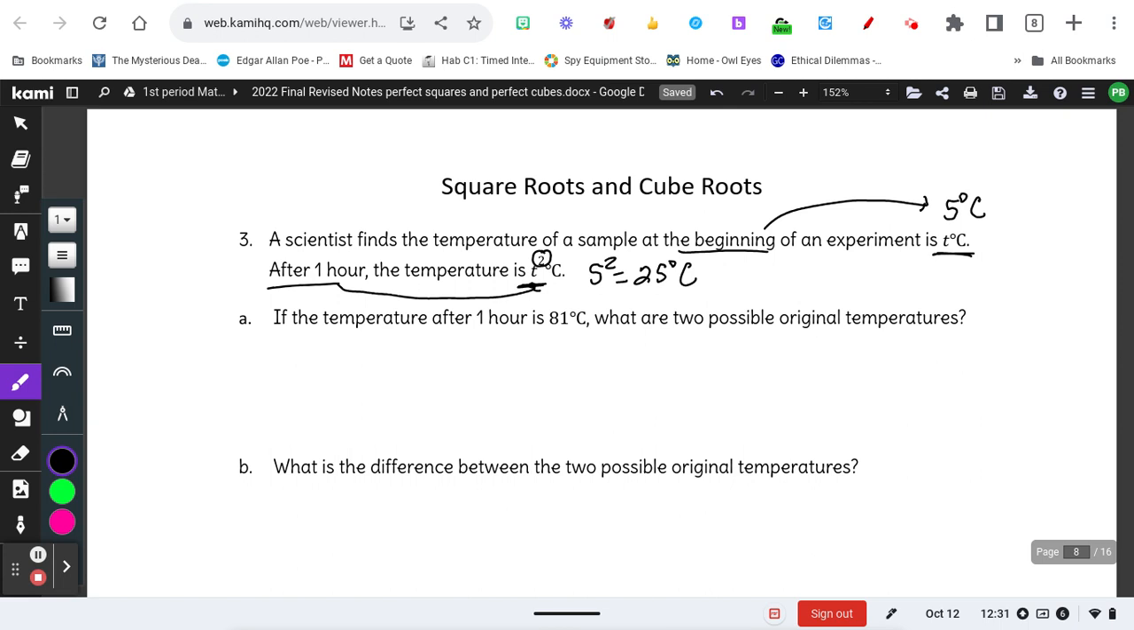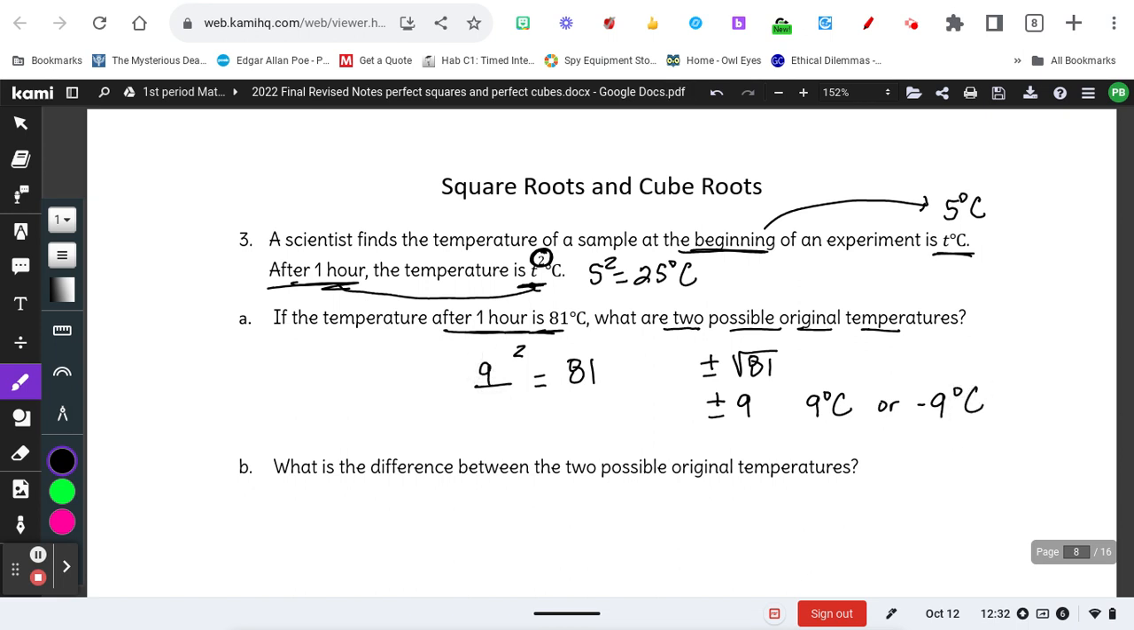All right, so let's take a look at A. It says if the temperature after an hour is 81, okay, so after an hour, the temperature has already been squared. So what did we square to get that 81? This says what are two possible original temperatures. So what could the beginning temps have been? All you do is take the square root of 81, but temperature can be positive or negative, so I'm going to put plus or minus. That means it could be 9 degrees Celsius or it could have been negative 9 degrees Celsius. Okay, because you can take 9 and square it or you can take negative 9 and square it and still get 81, okay?